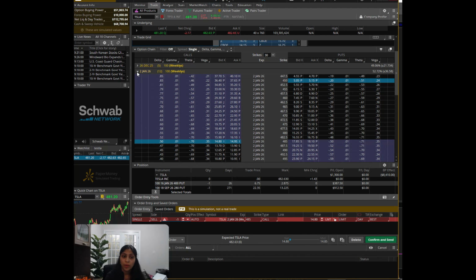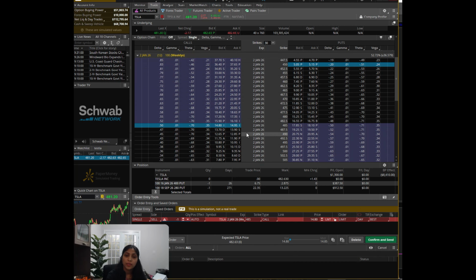And if on the day of expiry that stock stays below 485, they won't buy your shares, and this premium is yours. But if that stock goes above 485, even by 1 cent, your shares are going to be called away, and they will pay $485 for each share, which means you get $48,500, and this premium is yours. So this is one thing.